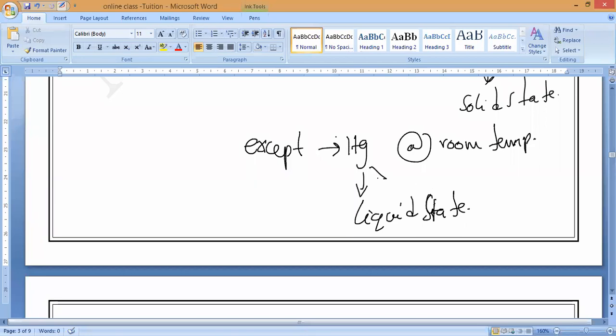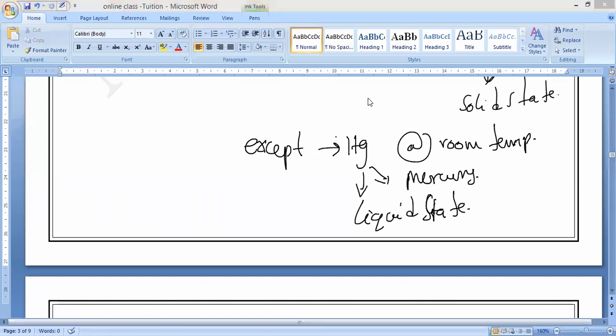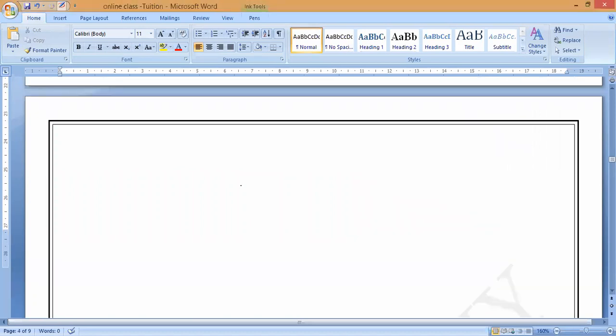So Hg means mercury. If you don't know, you should learn that. The symbol of mercury is Hg. Understand? Okay, that is what you should remember. So this is the eighth property. Next, the ninth property.